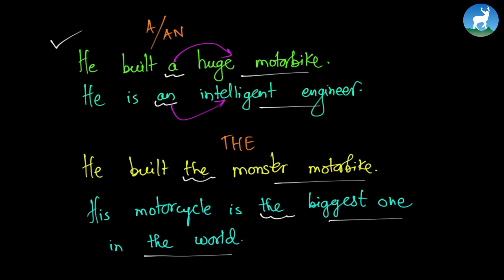In the second part of the example, we are being specific. When we talk about, he built the monster motorbike, monster motorbike is really special, isn't it? No one in the world has created a motorbike as big as Dunham has created, because it's really huge.